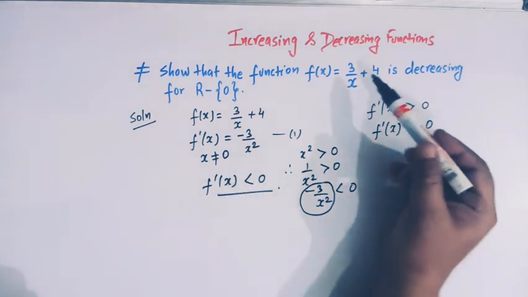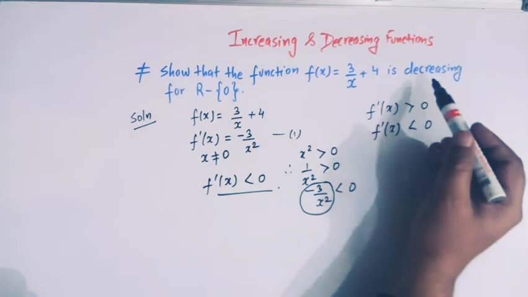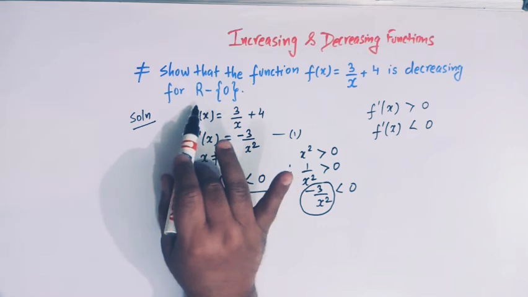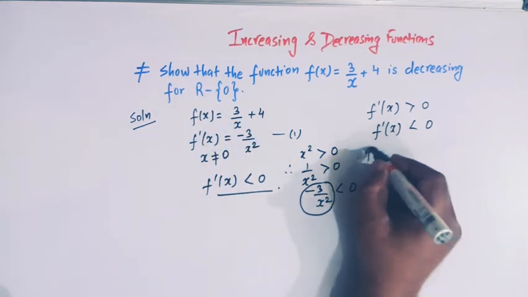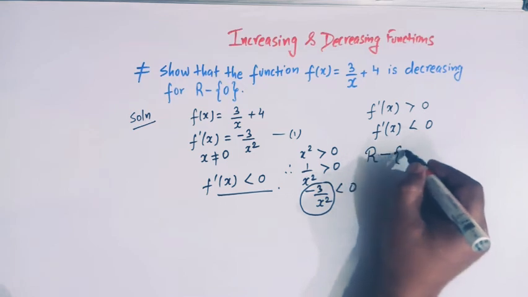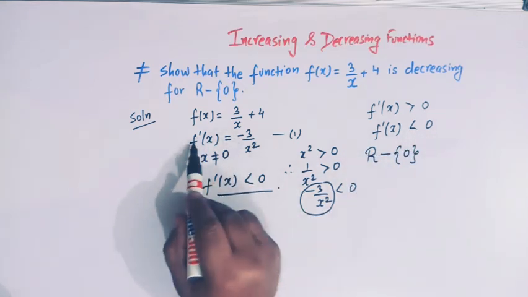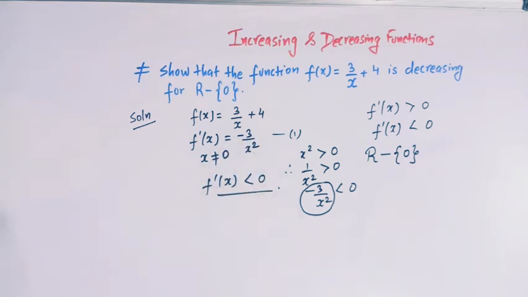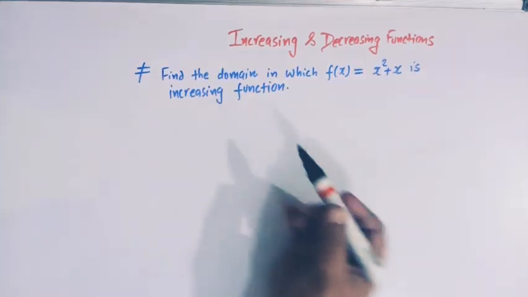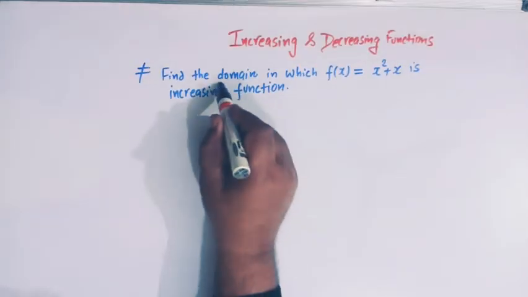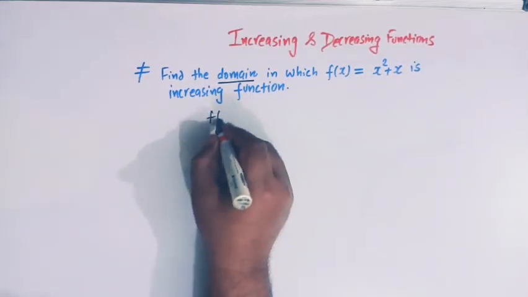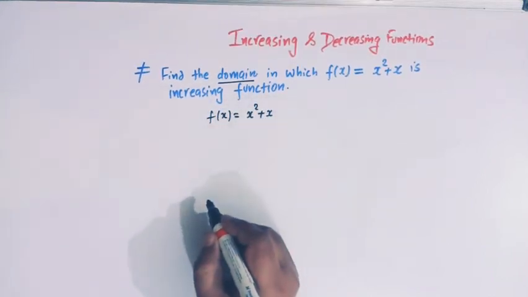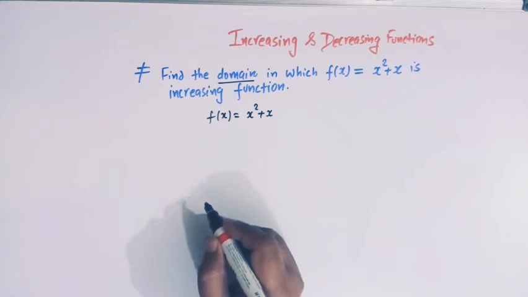So therefore this function is said to be a decreasing function, and the domain or the values of x for which it is decreasing is the set of all real numbers excluding 0, right? Because here we have minus 3 over x square, and x cannot be equal to 0. Now let us take this problem. Find the domain in which this function, that is f of x is equal to x square plus x, is increasing function. So here we have to find the domain, right?